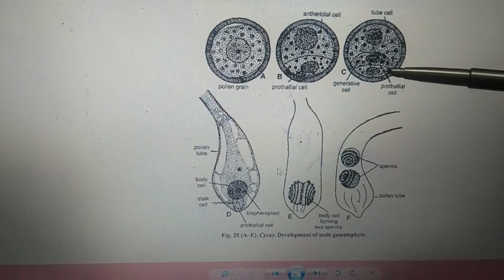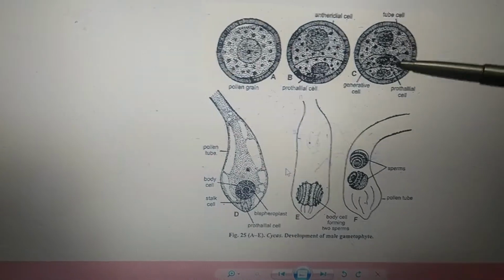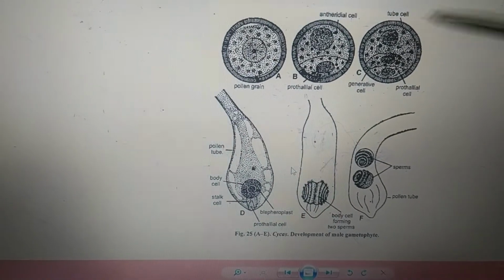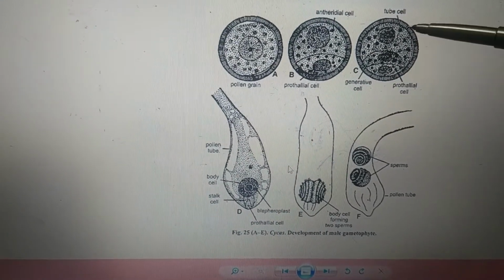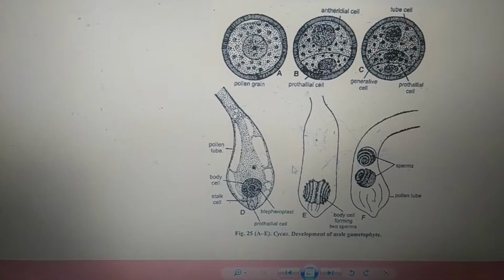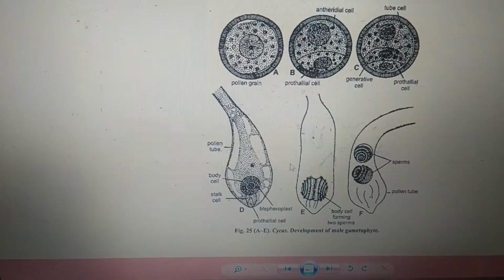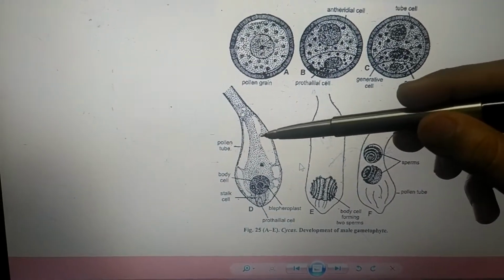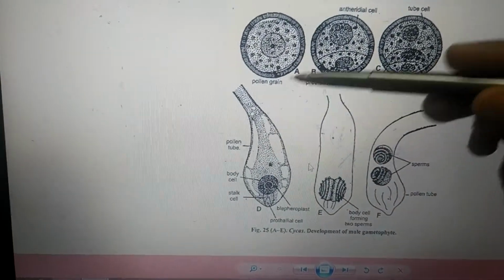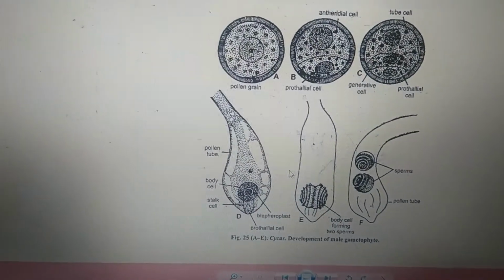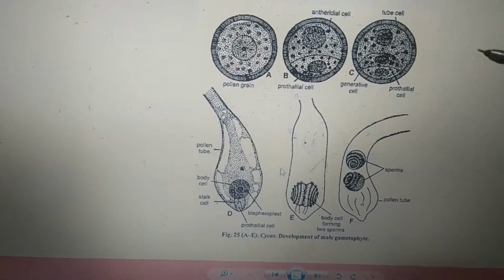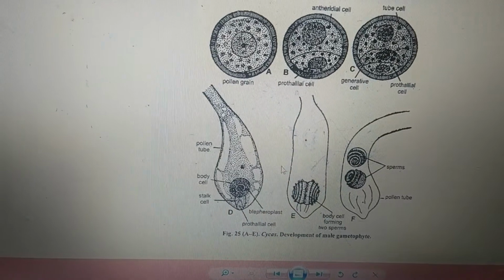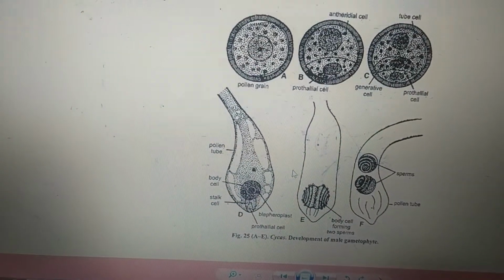So we have this 3-celled stage: prothallial cell, generative cell and tube cell. This is the stage at which it enters the pollen chamber. So inside the pollen chamber, what happens? The exine is going to break off. What are we left with? The intine. Now the intine is going to form a tube. This tube is called a pollen tube. Now the next step is this generative cell. This generative cell is going to divide.